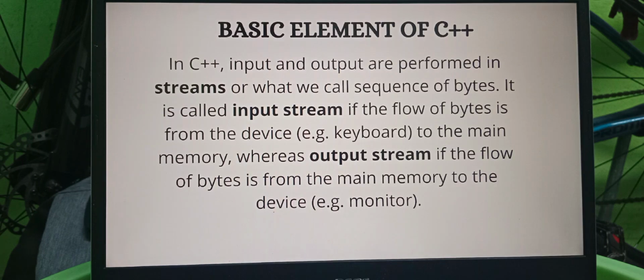Basic elements of C++. In C++, input and output are performed in streams, or what we call a sequence of bytes. It is called an input stream if the flow of bytes is from the device to the main memory, whereas it is an output stream if the flow of bytes is from the main memory to the device.